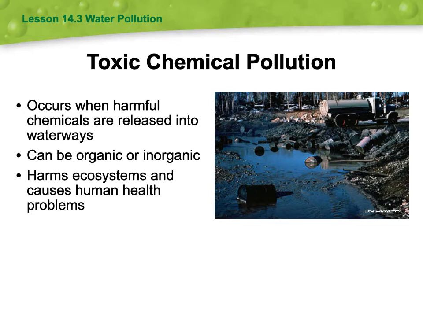Toxic chemical pollution can occur in a few different ways. This happens when harmful chemicals are released into the waterways, and these chemicals can be organic or inorganic and will ultimately harm ecosystem health and can lead to human health problems as well.